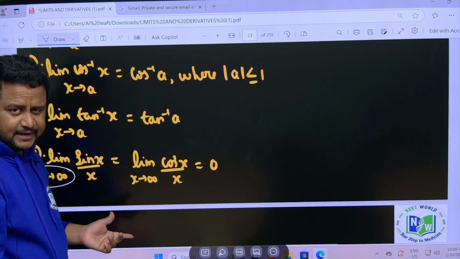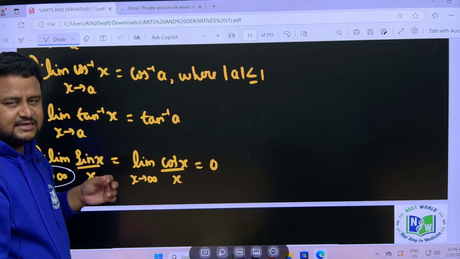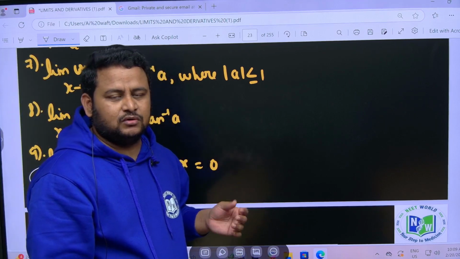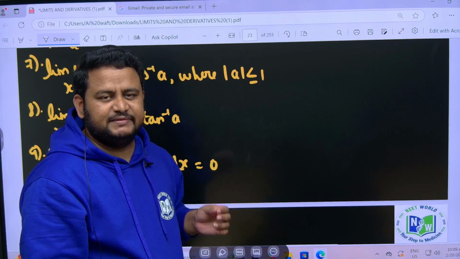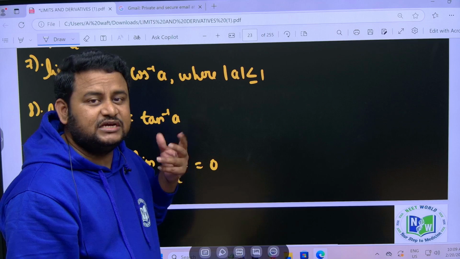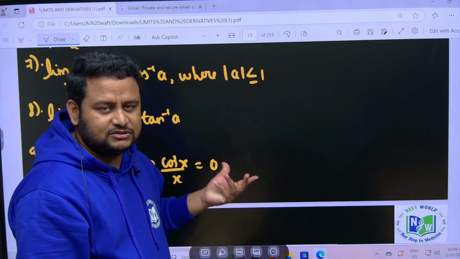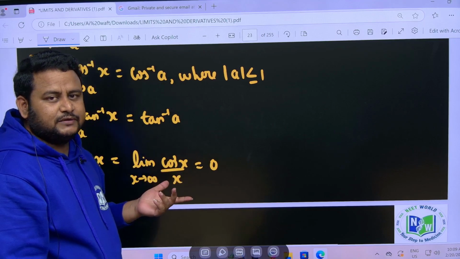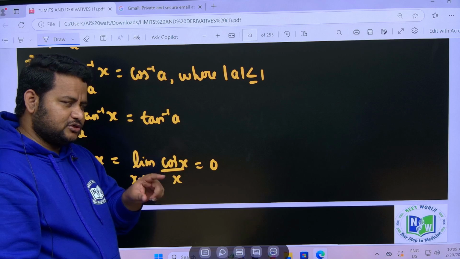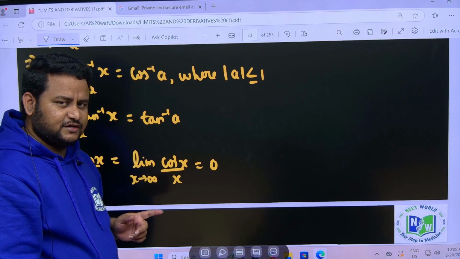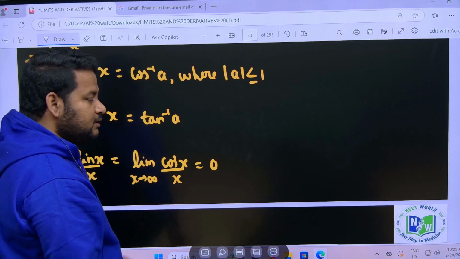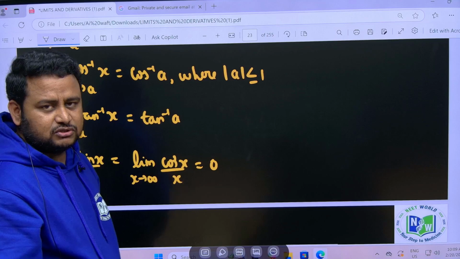Limit sin x by x as x tends to 0, the value is equal to 1. Limit sin x by x as x tends to infinity, the value is equal to 0. Limit cos x by x as x tends to infinity, that is also equal to 0. If it tends to 0, it is 1. If it tends to infinity, it is 0. Got it? And when it is the greatest integer function, then also it is 0.